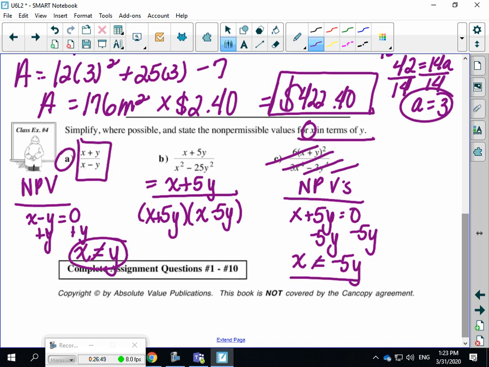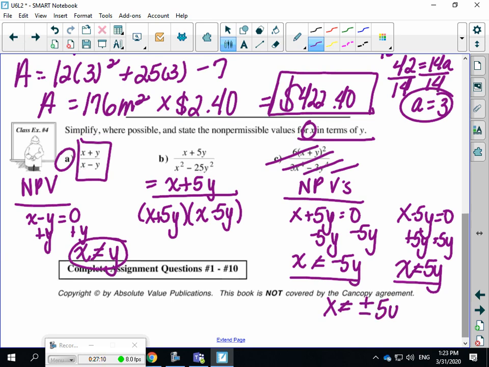That's my first restriction. And then my next one is going to be x minus 5y is equal to 0. So I just need to add 5y to both sides. So I would say x cannot be equal to 5y. So to state my restriction, I'm just going to say x cannot be equal to, this is plus or minus 5y. There's my restrictions. Now step number 3, simplify.